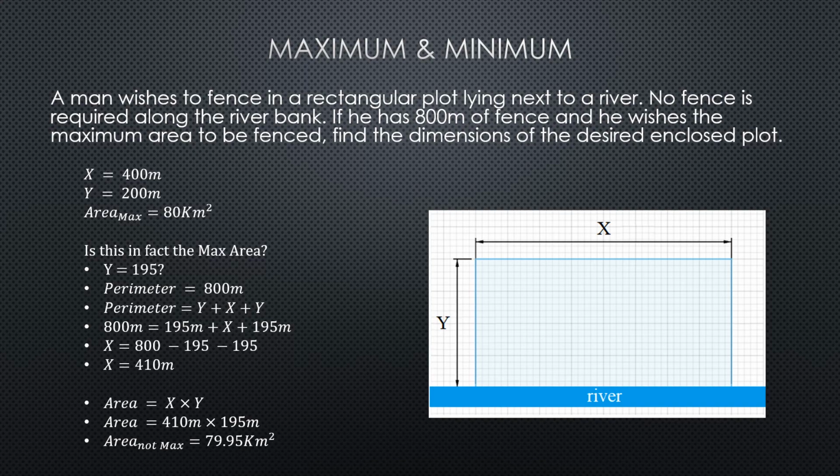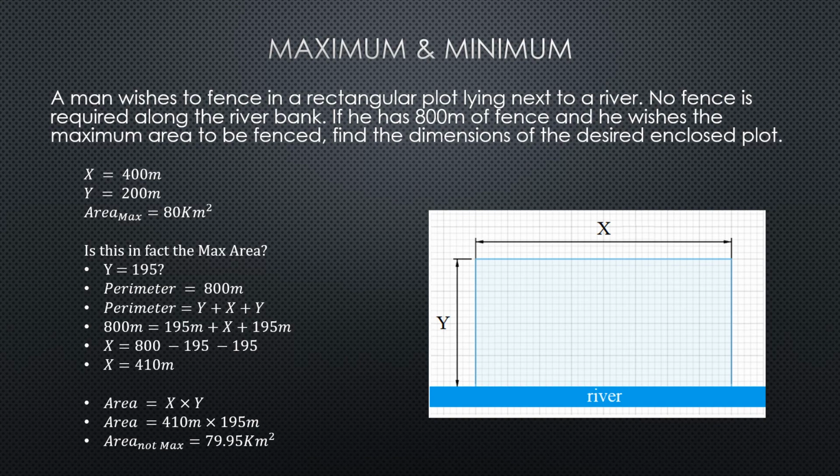So now we're going to do the exact same thing, but we're going to move y to the other side of the original 200 meters. So we're going to roll it down 5 meters. So if y is equal to 195, we get an x of 410 meters. And we can see that 410 times 195 also gives us the 79.95 kilometers squared for the area, which is also not the max. And that also points to our original x and y as absolutely being the max.